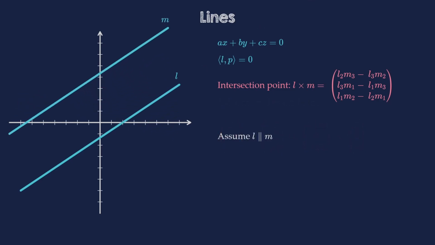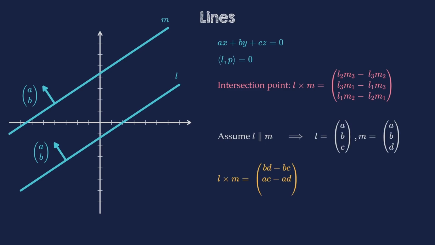Their normal vectors point in the same direction. Without loss of generality, we assume that they are equal. That means the coefficient vectors of the lines will have the same first two entries, something like this. Then their cross product will have a 0 in the last coordinate, which means it is a point at infinity, as it should be.